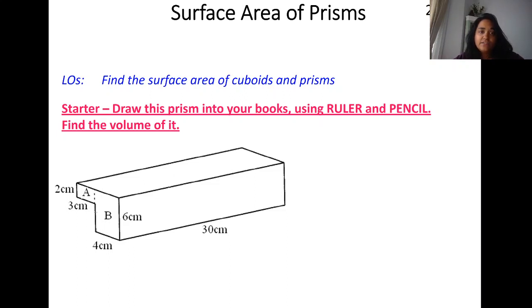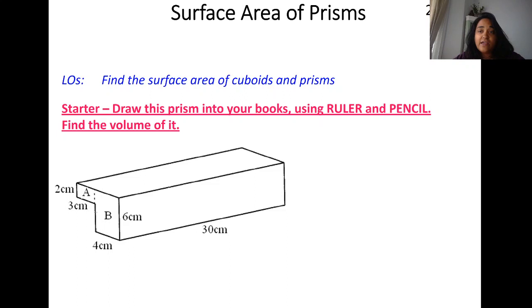So for your starter, here is another prism. We call these a compound prism because it's got a compound shape on the end. That's the repeating cross section. So I'd like you to try and draw this as accurately as you can.